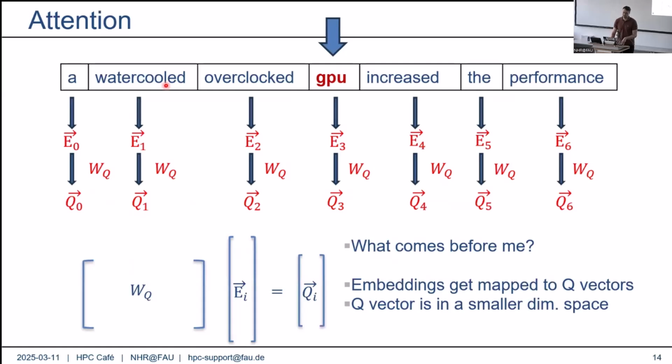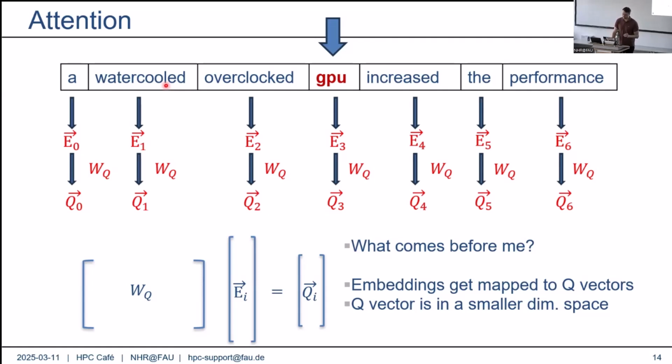So if you look at it more closely, we start with a query vector, and this is a little bit hard to understand. The query vector is used to answer a question, but this question can be whatever, right? The model learned this when it trained, but as an example, I said, okay, our query will answer the question, what comes before me? So let's say we are a GPU. What comes before GPU? The word "overclocked". Okay, so that would be the answer.